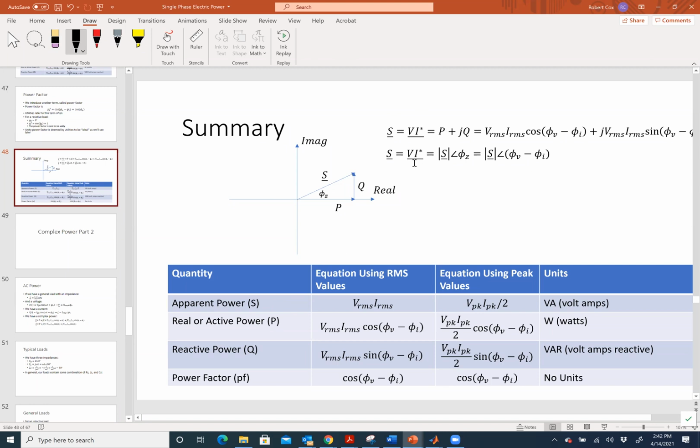The real part of that is the real or active power. Sometimes we just call it power, okay? The reactive power is Q, all right? And then we define this term called the power factor, okay? And we said all of this relates by saying, well, this complex power can be defined as V times I conjugate, okay?